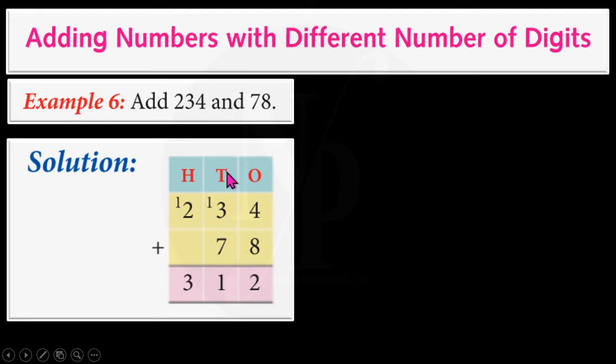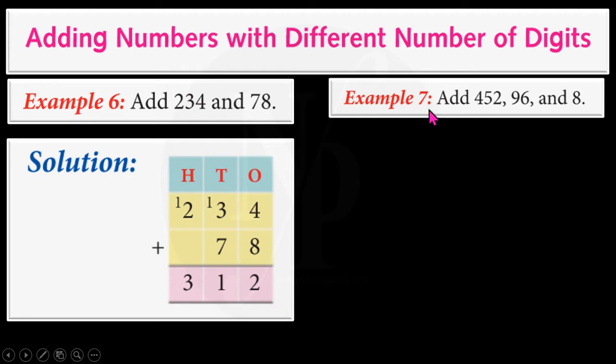And now we add the digits in tens column, that is 3 plus 7 is 10 and 10 plus 1 is 11. So 11 tens are regrouped as 1 hundred and 1 ten. Now we add this 100 which is carried forward, and 100 plus 200 is equal to 300. So we write 3 in hundreds place. Therefore, the sum of 234 and 78 is 312.